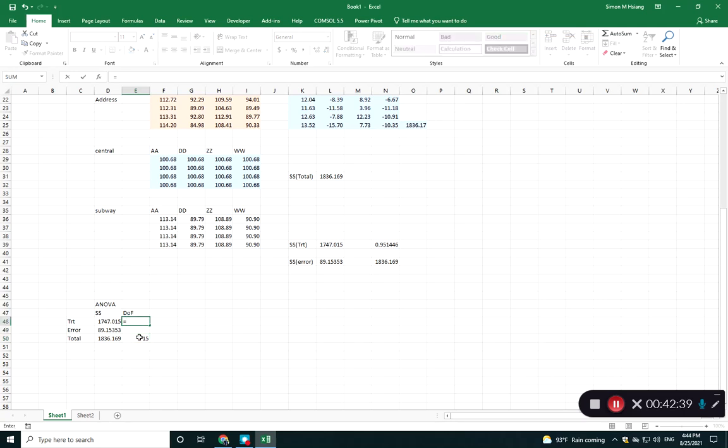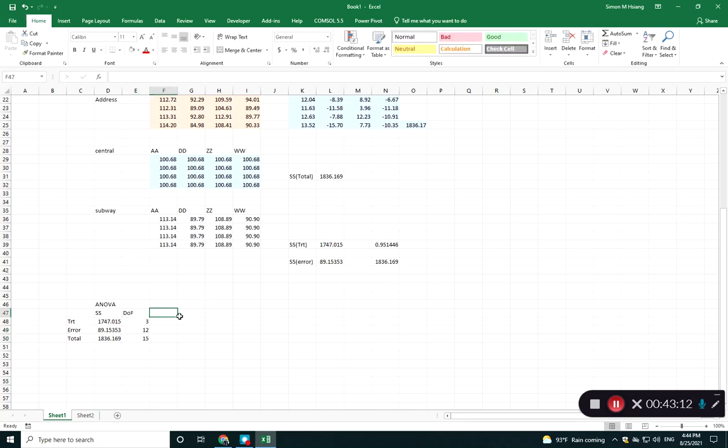For each subway station, we need to figure out their average. But we have 4 subway stations. We're supposed to have 4 degrees of freedom. But the last one is locked by the other 3. So it is 4 minus 1. So the difference, whatever is left for the error term, is equal to 15 minus 3, which is 12.